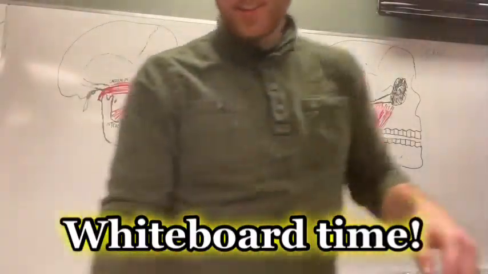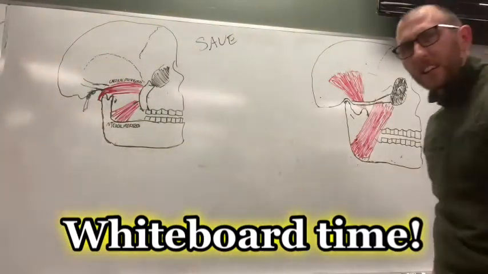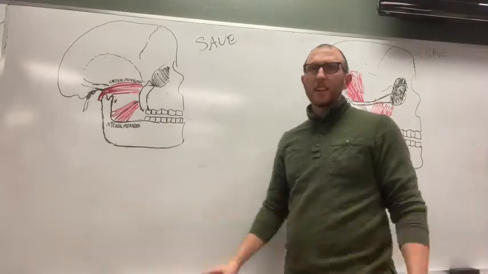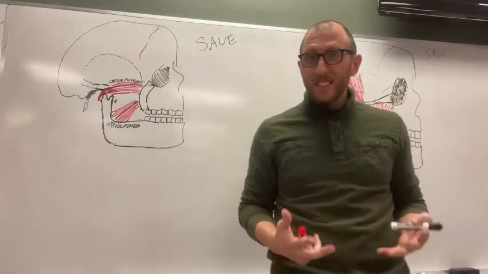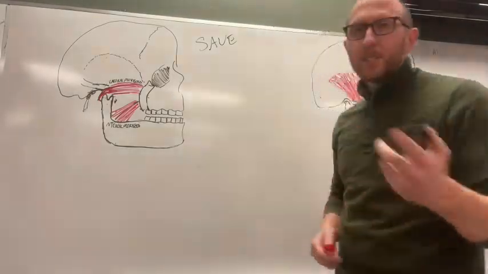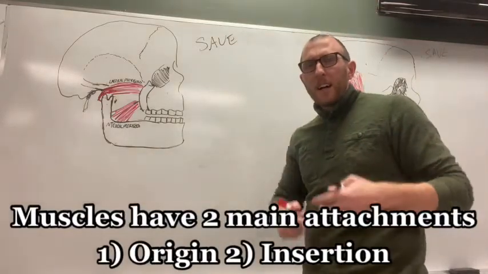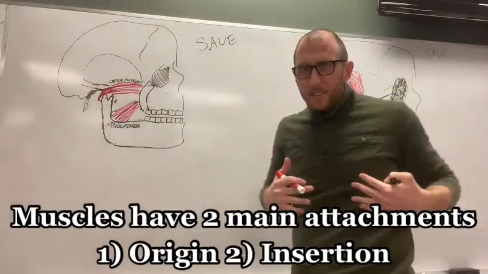Here's how. Okay, here we are on the whiteboard. I'm going to grab the markers and talk you guys through this. There's a little bit of math, a little bit of physics involved here. The first thing you need to know is that a muscle has an origin and an insertion.